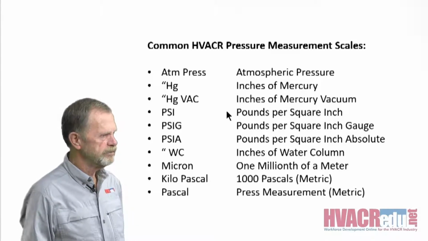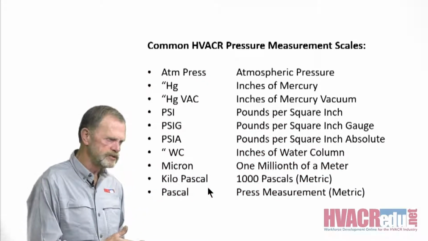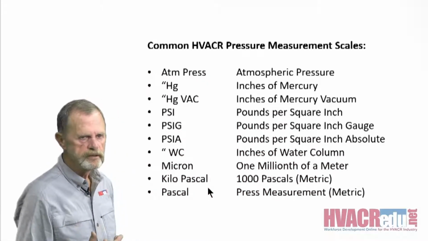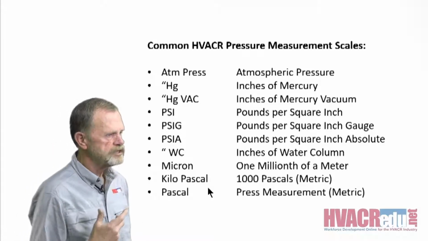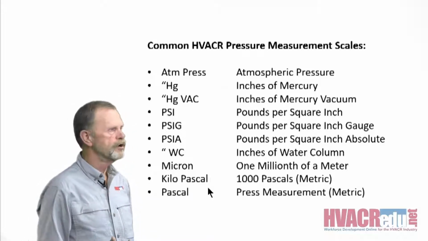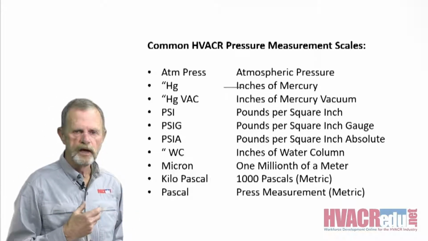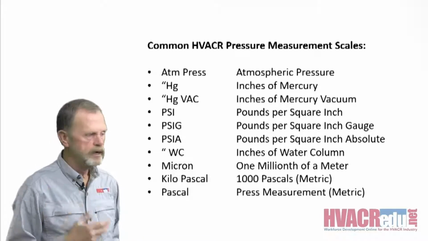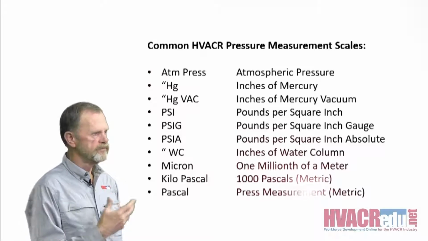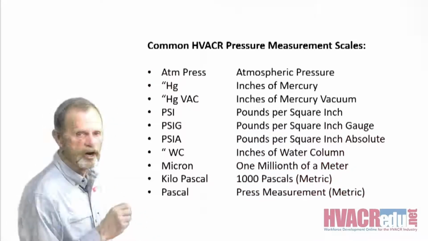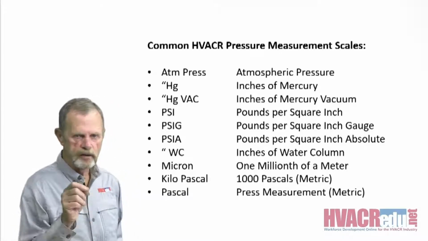Then we get into pascals. A kilopascal is 1,000 pascals. Go figure, kilo is 1,000. That's a metric measurement. We'll elaborate on that later on. Pascals is a pressure measurement generally used in home performance work with air infiltration. And then, of course, a pascal itself is 1 pascal. Further on in this presentation, you'll see a chart that shows you the equivalent measurements compared to each other.